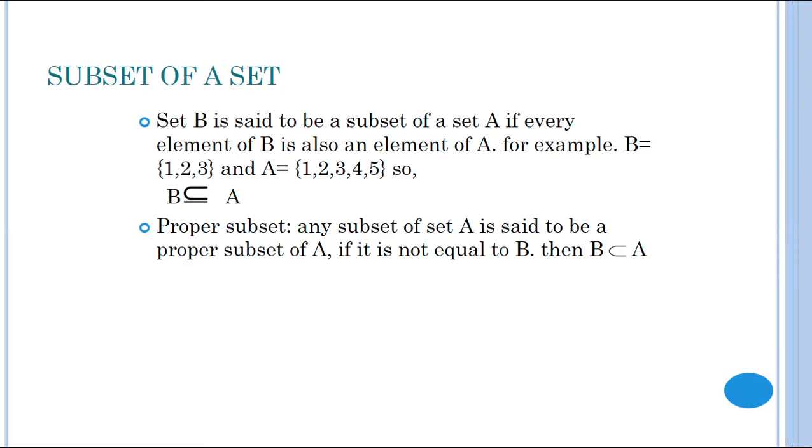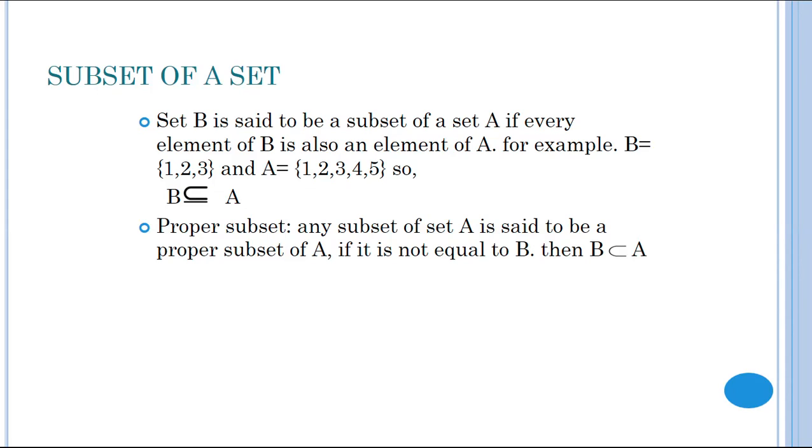Now students, come to subset of a set. Set B is said to be a subset of set A if every element of B is also an element of A. For example, B has elements 1, 2, 3 and A has elements 1, 2, 3, 4, 5. We are watching here that set A is bigger than set B. Set A has elements 1, 2, 3, 4, 5 and B has elements 1, 2, 3.